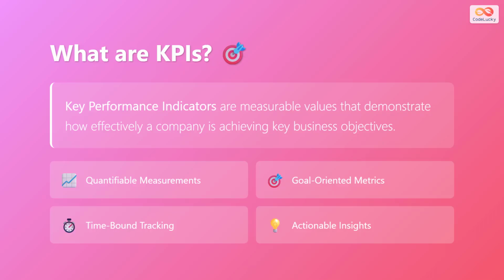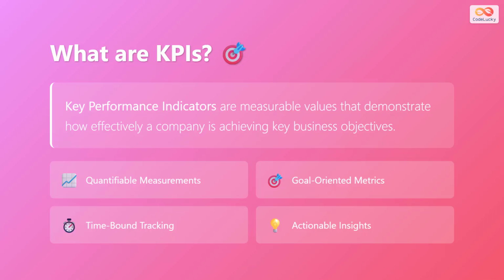Key performance indicators, or KPIs, are measurable values that demonstrate how effectively a company is achieving its key business objectives. Think of them as your organizational compass, helping you navigate toward your strategic goals. Effective KPIs share four essential characteristics. First, they are quantifiable measurements, meaning you can track them with specific numbers and data. Second, they are goal-oriented metrics that tie directly to your business objectives. Third, they involve time-bound tracking, allowing you to monitor progress over specific periods. Finally, they provide actionable insights that help you make informed decisions.